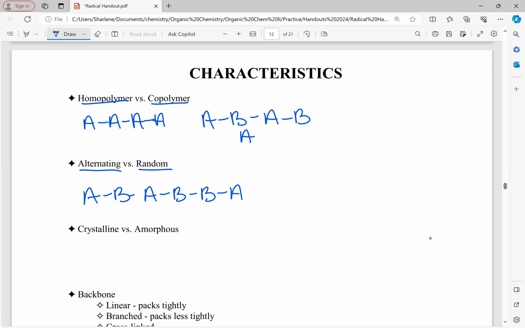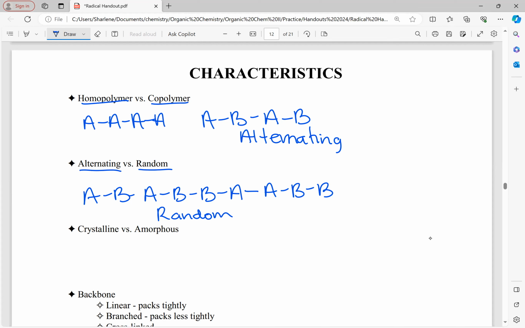So this is alternating. And here's my example of something. Okay, or there's random. So basically how you put the pieces together.